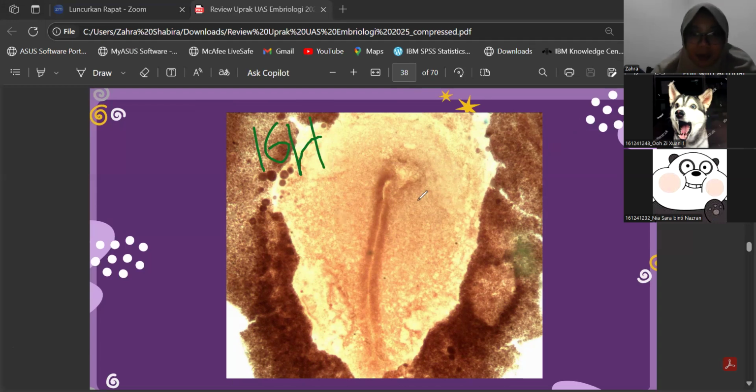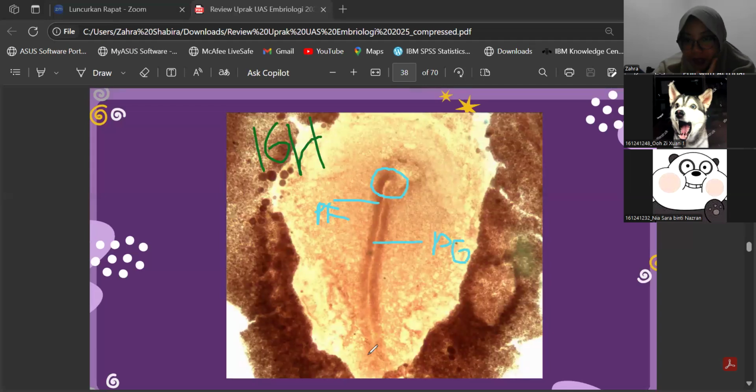Now in this 16 hour, primitive streak has many parts with names. From this one, like a point over here, this is primitive pit. And then the straight white line is primitive groove. The two dark brown areas at the right and the left of the straight white line are primitive fold, yeah, primitive fold.